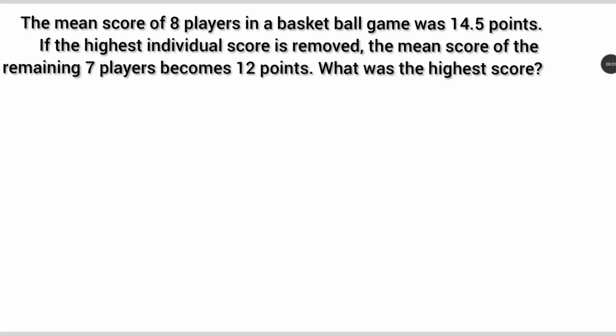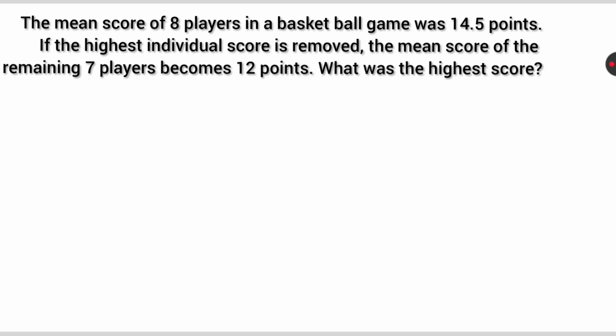Question is, the mean score of 8 players in a basketball game was 14.5 points. If the highest individual score is removed, then the mean score of the remaining 7 players becomes 12 points. What was the highest score? So that is a given question. This question is taken from the SAT. So let's see how to solve it.